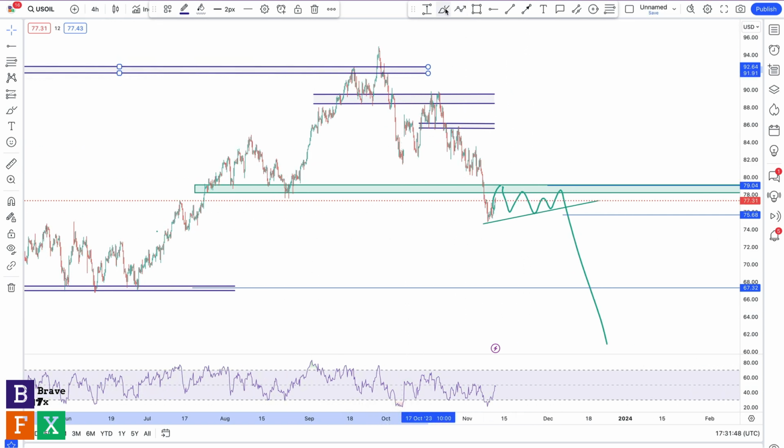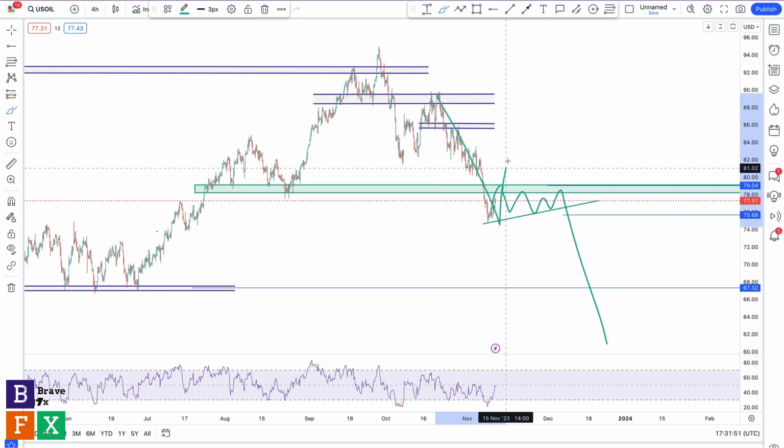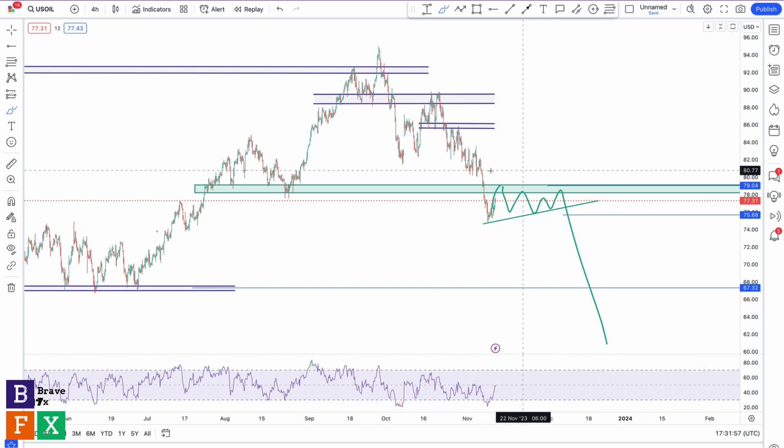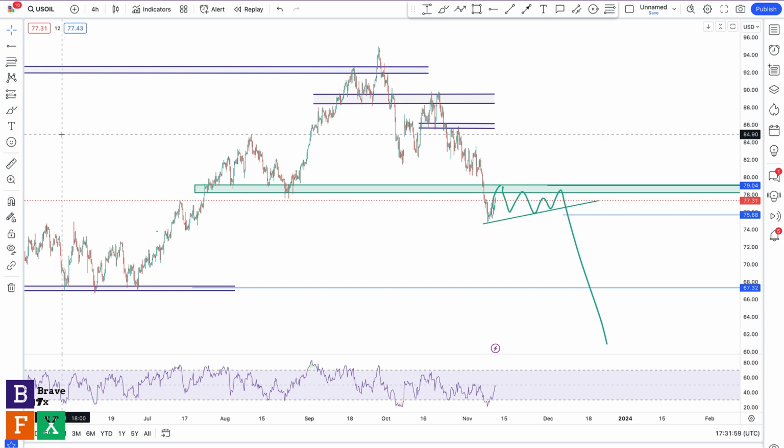So you can see the ABC formation, 1, consolidation, and 2. So this is the ABC formation if you are acquainted with Elliott wave. So this is going to be one scenario to go short.